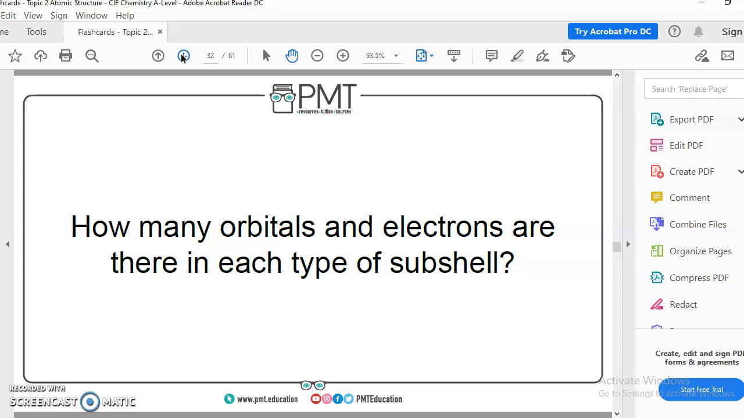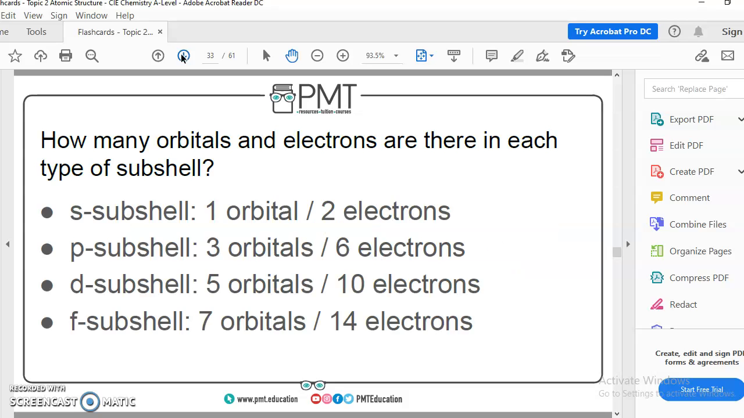So how many orbitals and electrons are there in each type of subshell? We know that the s subshell, the first orbital, can occupy a maximum of 2 electrons. The p subshell can occupy a total of 6 electrons in 3 boxes, which are the orbitals. The d subshell can occupy a maximum of 10 electrons, so we show them in 5 orbitals, like 5 boxes, and the f subshell can hold a maximum of 14 electrons, so overall 7 orbitals will be made.